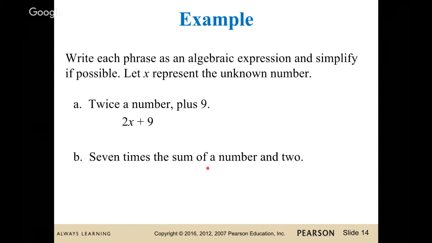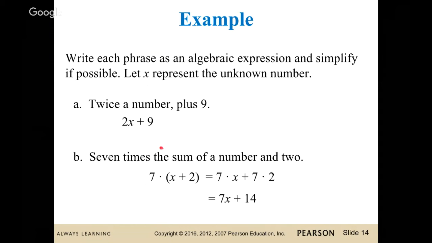7 times the sum of a number and 2. Okay. Whenever you see this, 7 times the sum of a number and 2, this is telling you there's going to be parentheses going on. So that's going to be 7 times x plus 2 in parentheses. And then you would have to distribute that through to simplify it. So it'd be 7x plus 14.